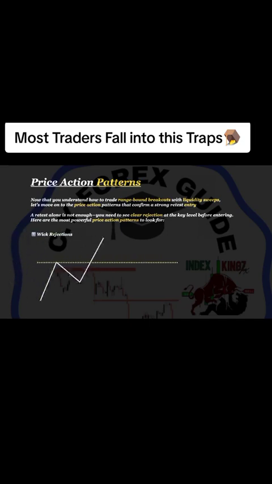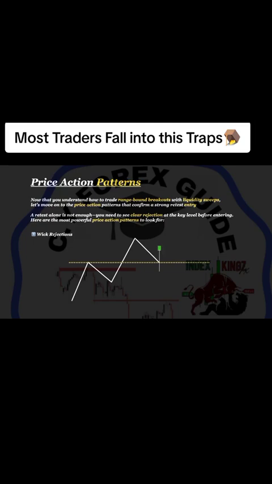Now that you understand how to trade range-bound breakouts with liquidity sweeps, let's move on to the price action patterns that confirm a strong retest entry. A retest alone is not enough. You need to see clear rejection at the key level before entering. Here are the most powerful price action patterns to look for. The first pattern to look for is called wick rejections. When price retests a key level, one of the strongest signals you can look for is wick rejections.